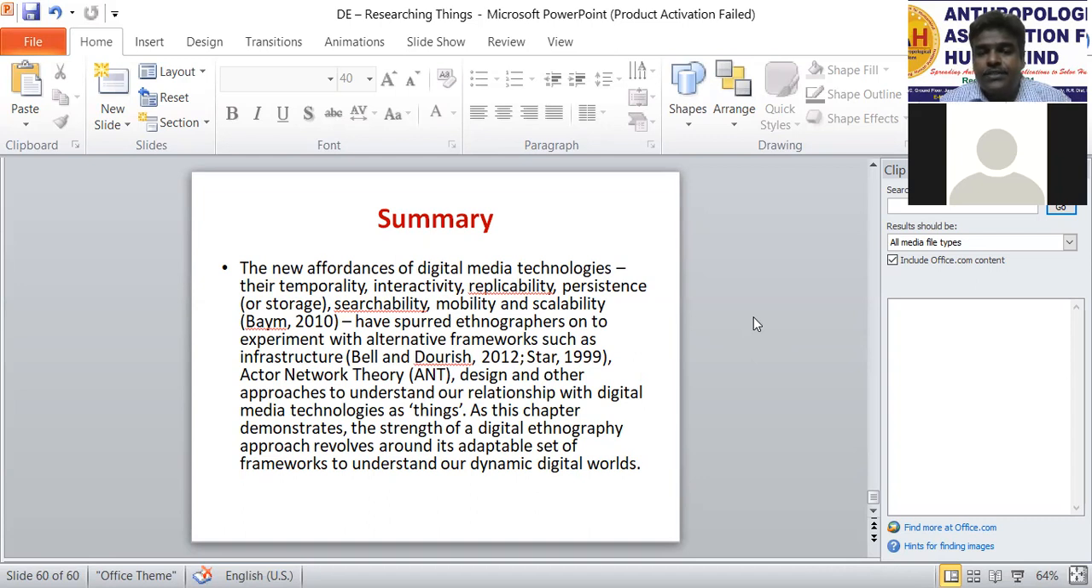The new affordances of digital media technologies, their temporality, interactivity, replicability, persistence or storage, searchability, mobility, and scalability have spurred ethnographers on to experiment with alternative frameworks such as infrastructure, actor network theory, design, and other approaches to understand our relationship with the digital media technologies as things. This demonstrates the strength of the digital ethnography approach revolving around its adaptable set of frameworks to understand our dynamic digital worlds.